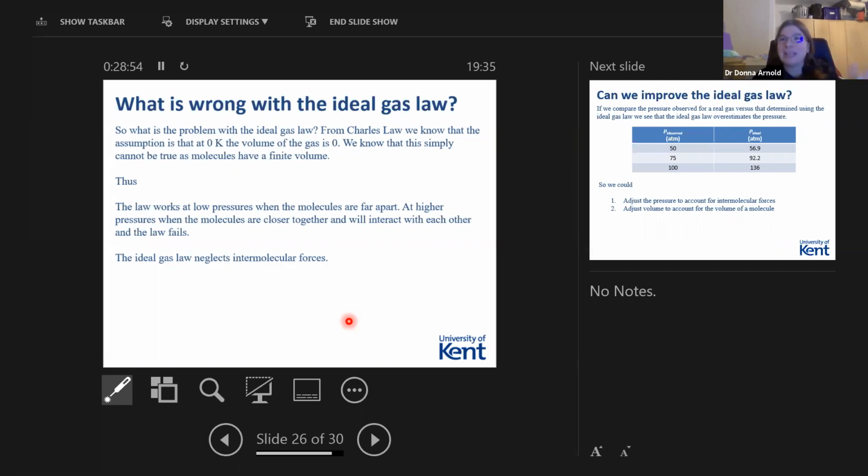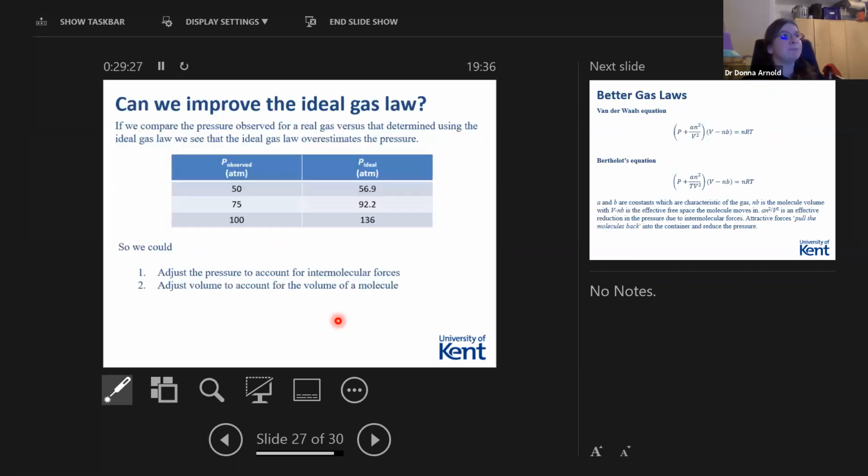There are molecules in the gas. They're never going to have 0 volume. So this simply cannot be true. There's always some volume there. This means the law works at low pressures when the molecules are far apart, but at higher pressures, when we push the molecules close together, they start to interact with each other. And then this law fails. So the ideal gas law neglects intermolecular forces, and we're going to talk about intermolecular forces in the next lecture.